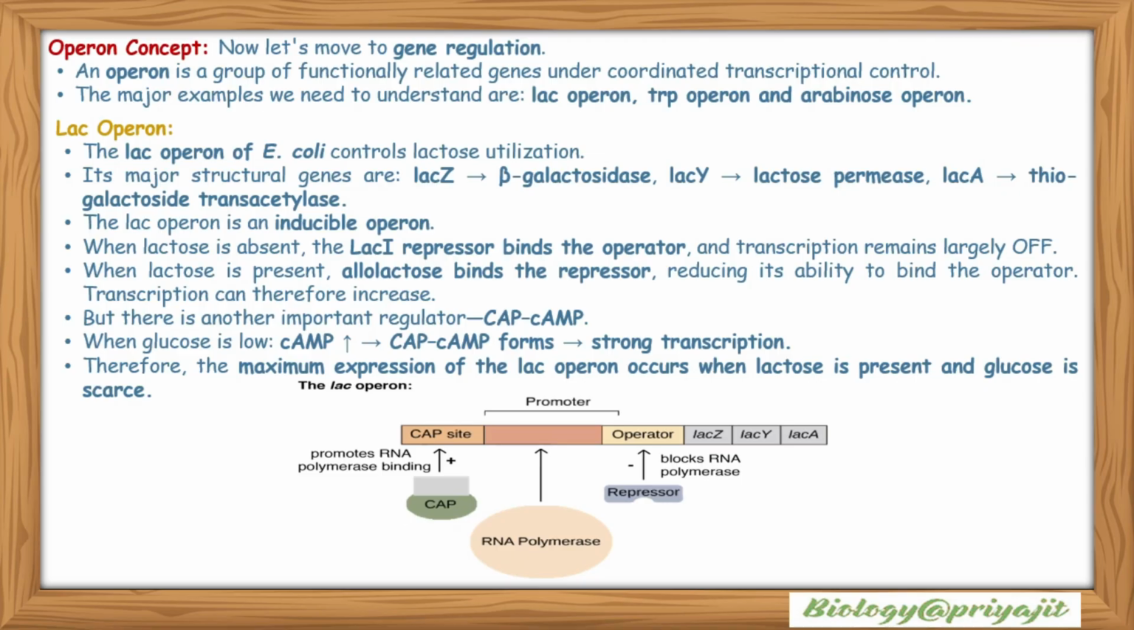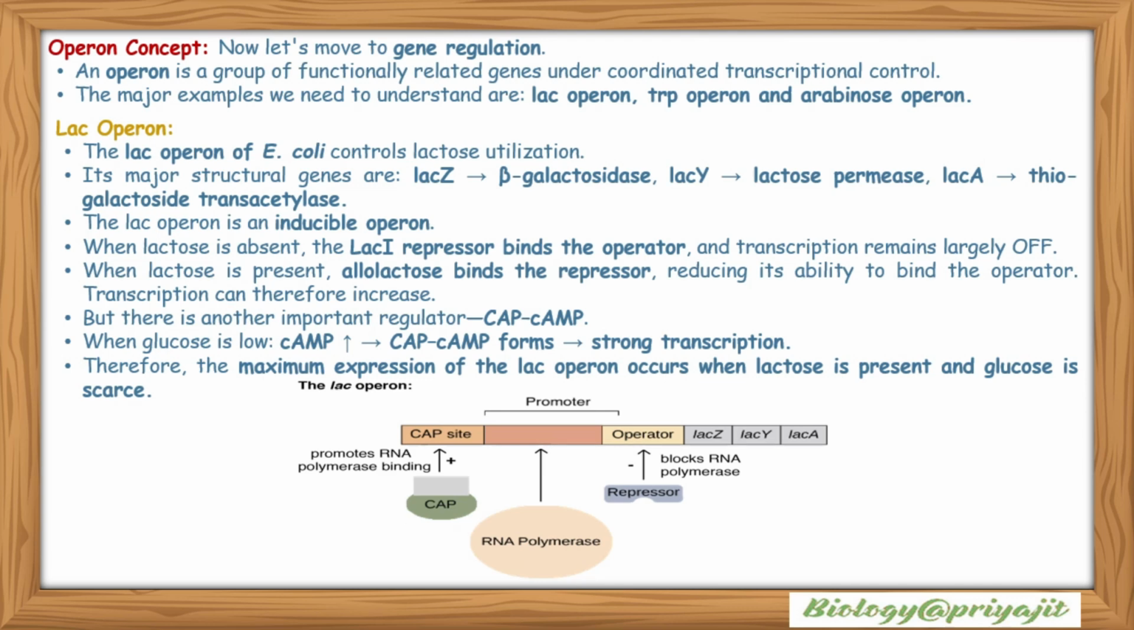The lac operon of E. coli controls lactose utilization. Its major structural genes are lacZ, which encodes beta-galactosidase, lacY, which is responsible for synthesizing lactose permease, and lacA, or thiogalactoside transacetylase. The lac operon is an inducible operon. When lactose is absent, the lacI repressor binds the operator and transcription remains largely off.